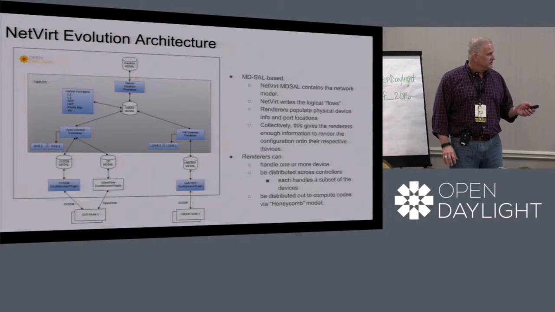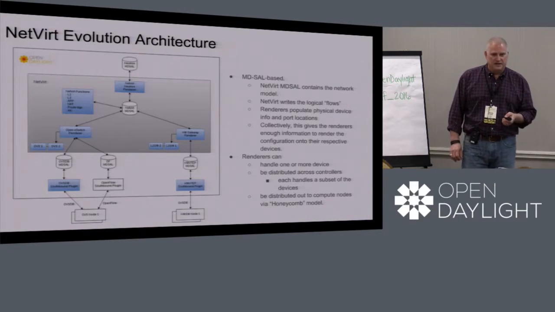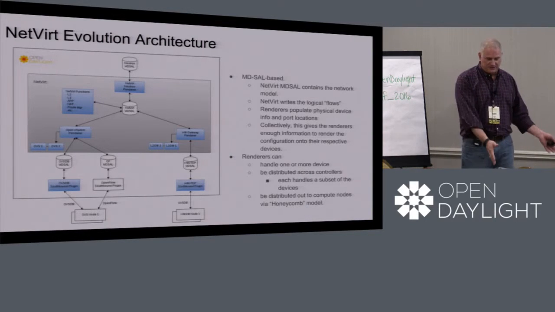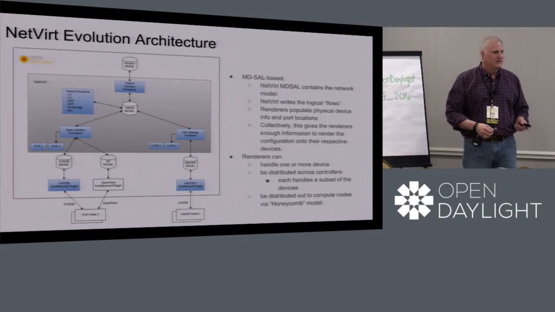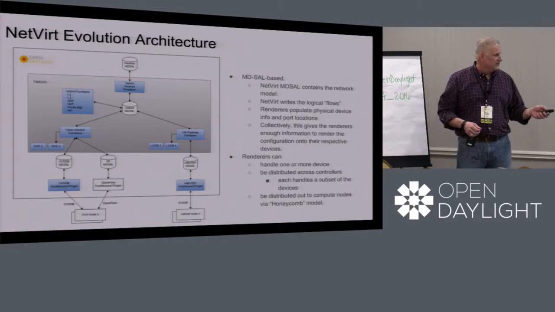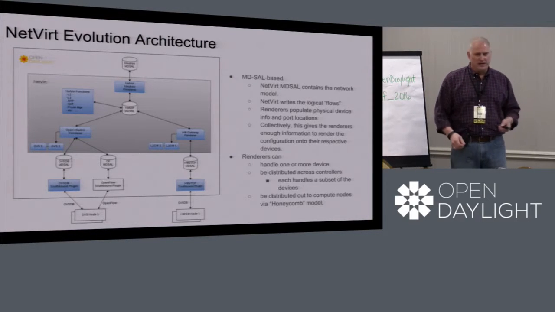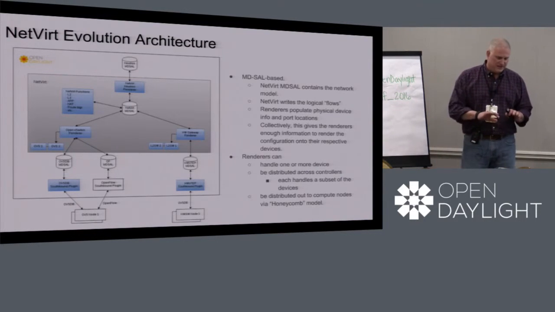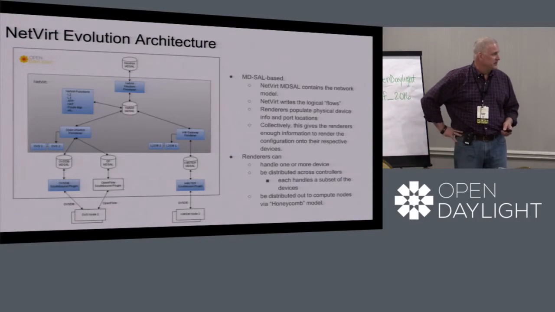And then each individual type of renderer, in this case the OVS switch, would have a way of building its flows and configuration. And the VTEP hardware gateway would have its knowledge about how to render that information onto its device and isolate that from the generic functions.